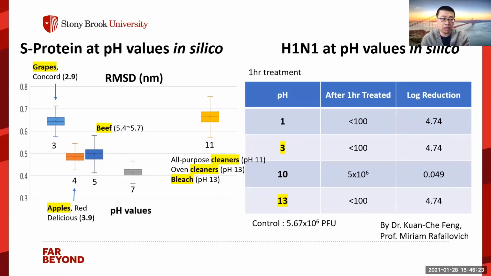So here I want to give you an analogy for those pH values. A pH value between 4 and 5 is kind of the value for apple and beef. Actually, the virus cannot be effectively killed at that pH. However, for some grapes, or even most of the cleansers and bleach we are using, it can dramatically change the structures of the spike protein. That means causing the disinfection of the SARS-CoV-2.